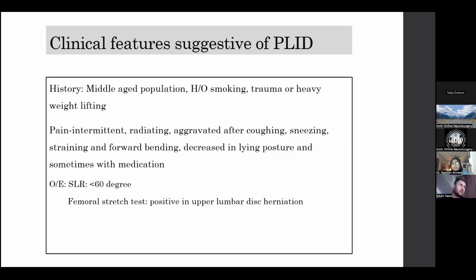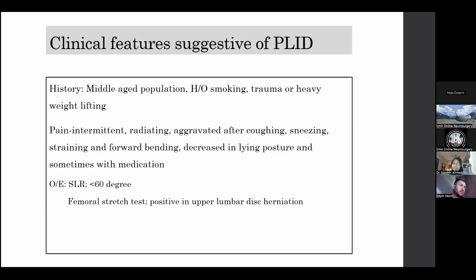And in my country, it is commonly seen in household workers. If we look at the characteristics, the pain is intermittent in nature, usually radiating, aggravated after coughing, sneezing, straining, and forward bending, and usually decreased in lying posture and sometimes with medication. On detailed neurological examination, the classical sign is a restricted straight leg raising test, that will be 60 degrees or less.